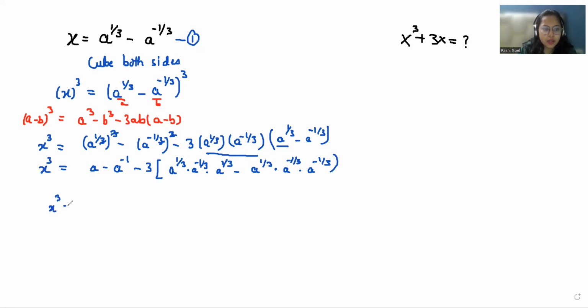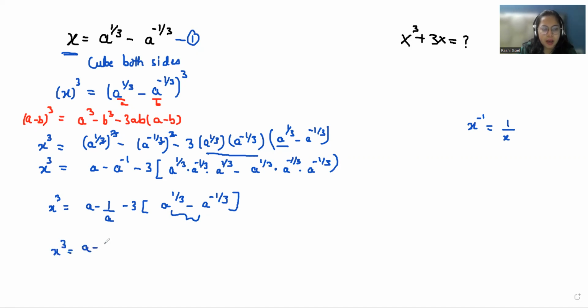Now x cube is equal to a minus a^(-1). We can write it as 1 by a, minus 3. And here if we take common and cancel out, what is that? a^(1/3) minus a^(-1/3), and this is equal to x as per equation number 1. So x cube is equal to a minus 1 by a minus 3x.